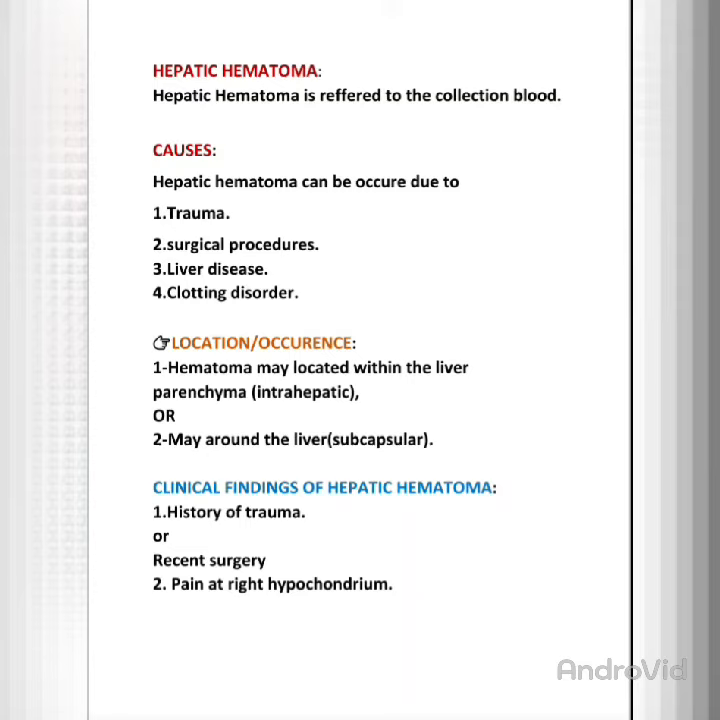With the name of Almighty Allah, today we will discuss hepatic hematoma, causes of hematoma, occurrence or location of hepatic hematoma, and also the clinical features and the sonographic findings of hepatic hematoma. So, what is hematoma? Collection or accumulation of blood is called hematoma, and when this blood collects in the liver, then it is termed as hepatic hematoma.